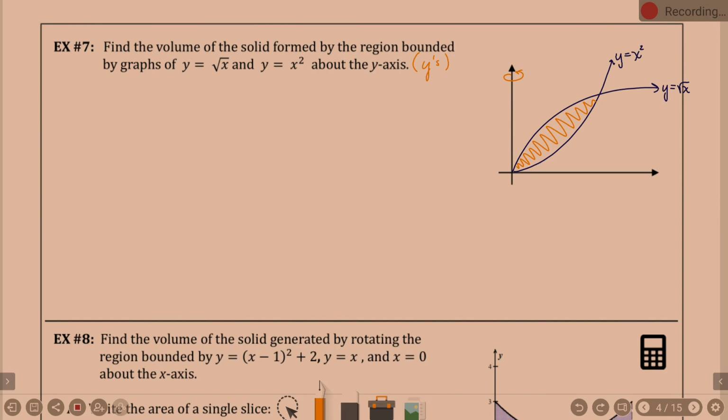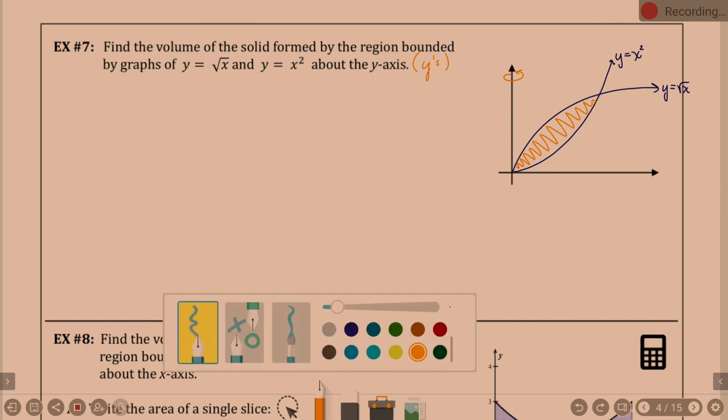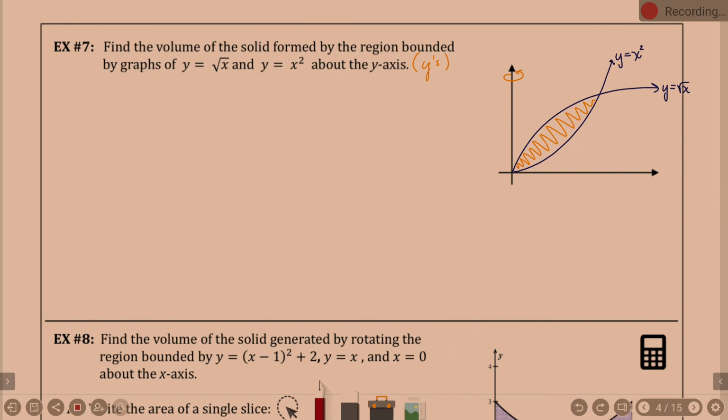Okay? So far, so good. Now, disc or washer method? Washer. So there's going to be a gap, because we're taking this and rotating this about the axis.